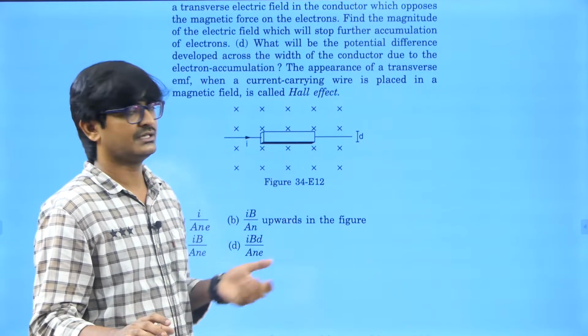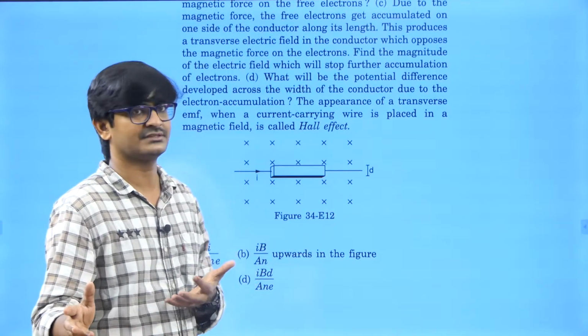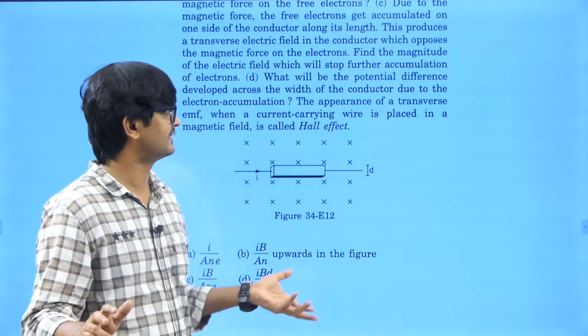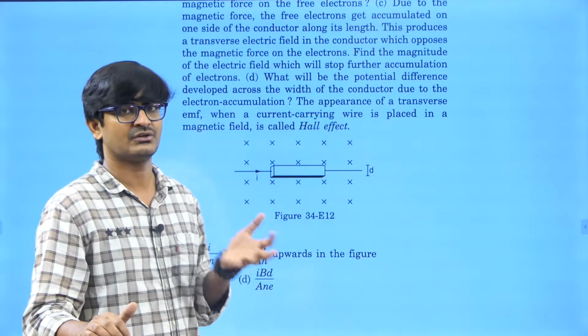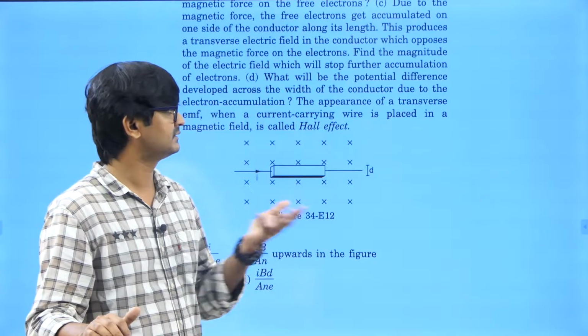And see, I have seen kids telling me that motional EMF is nothing but the Hall effect. I think there is a difference. So it's better not to use the Hall effect. It's better to use motional EMF whenever it comes in the syllabus, right?